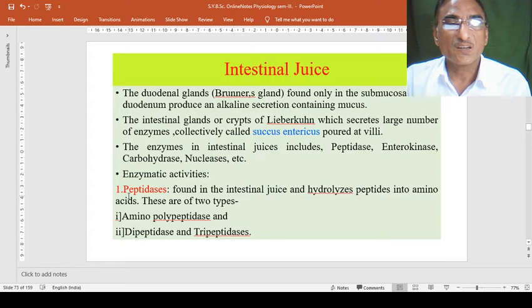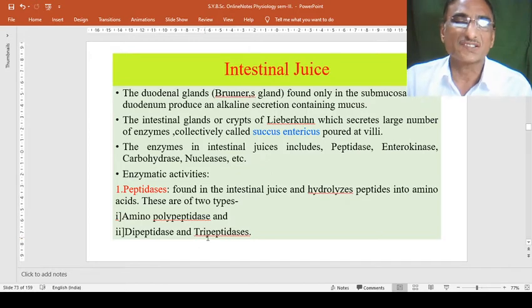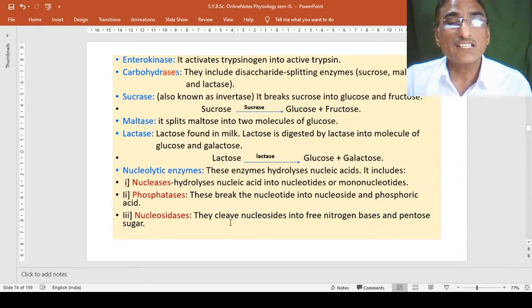So the enzymatic activities include, first, peptidases found in the intestinal juice, which hydrolyze the peptides into amino acids, and these are also of two types. One is aminopolypeptidases and the second is dipeptidases and tripeptidases. This is the group of di and tripeptide groups. So what are the enzymes secreted in the intestinal wall? How do they work in metabolism?